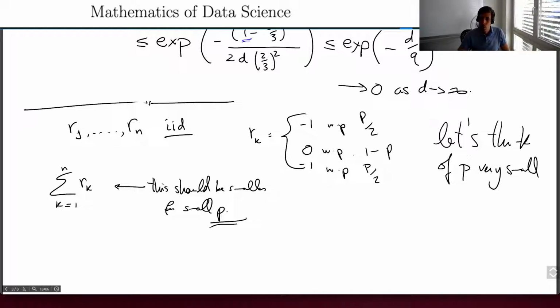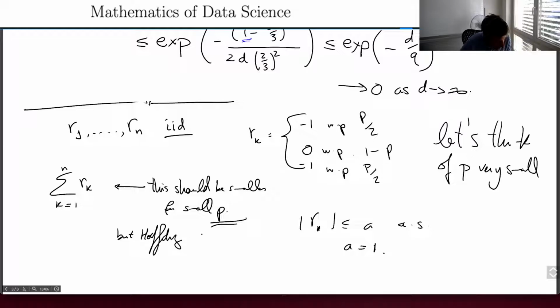Right? But Hoeffding doesn't see that. Because for Hoeffding, we have to have Rk smaller or equal than something, almost surely, then this something must be 1. It doesn't matter that it attains this maximum not so often. Hoeffding doesn't see this.